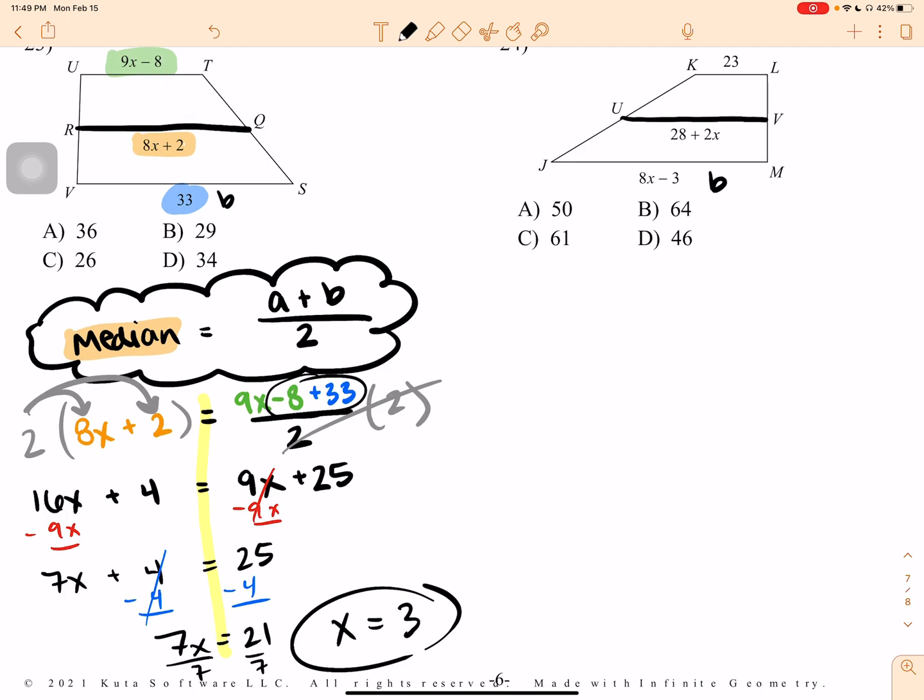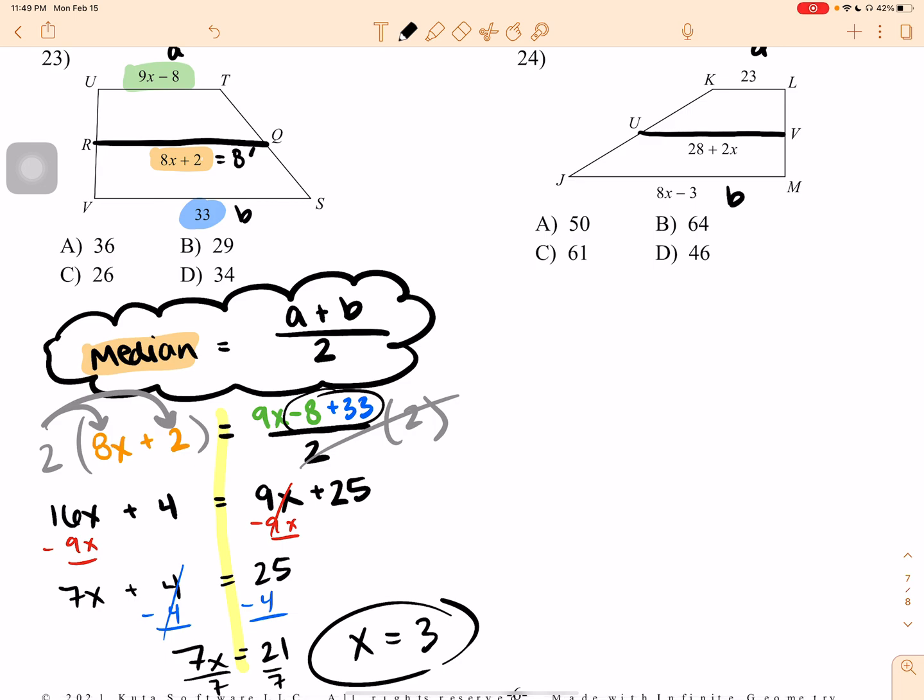So now we can plug that into our median. Instead of x there, we're going to put a 3. 8 times 3 is 24, plus 2 is 26. It's C.